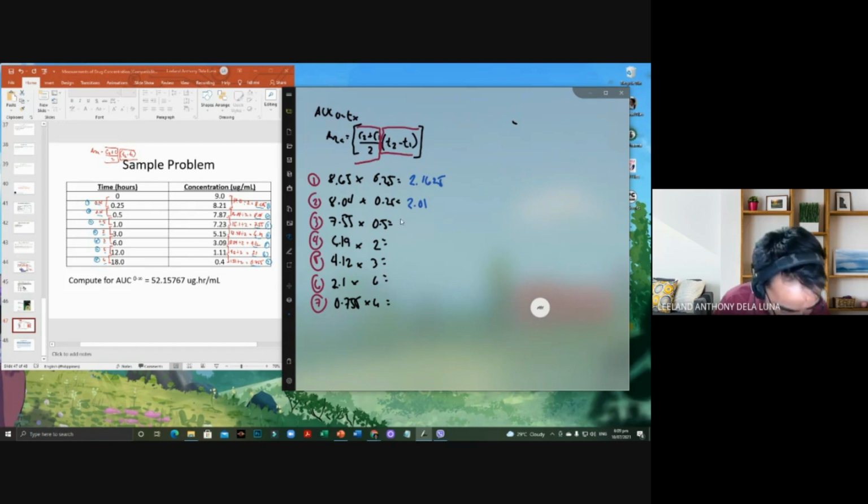7.55 times 0.5. We have 3.775. 6.19 multiplied by 2, we get 12.38. 4.12 times 3. You see how easy this is in Excel. But again, hard math muna tayo. All pharmacy students go through this. Times 6, 12.36, and then 0.755 times 6, that will be 4.53. So how do I get my AUC from 0 to Tx?